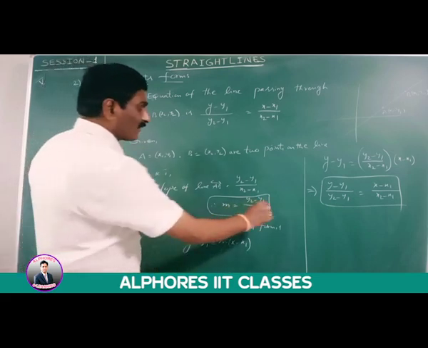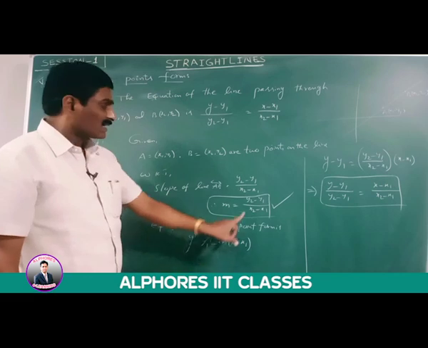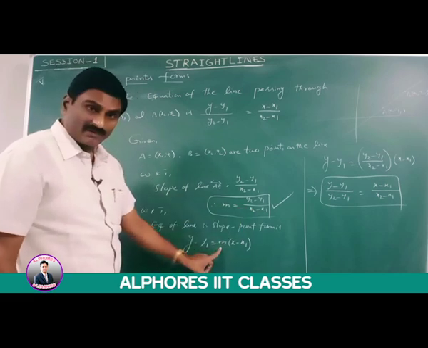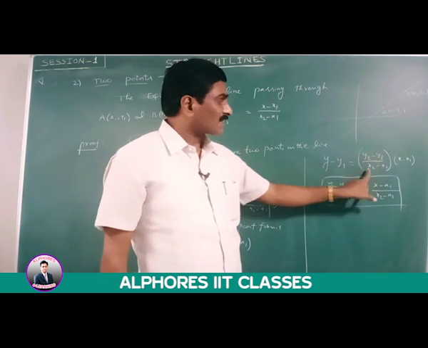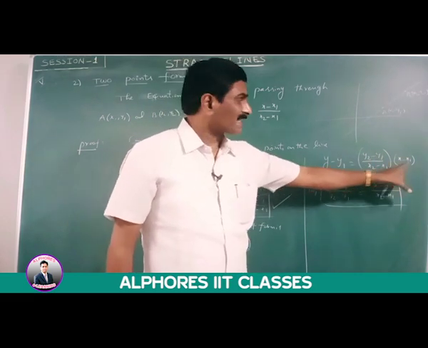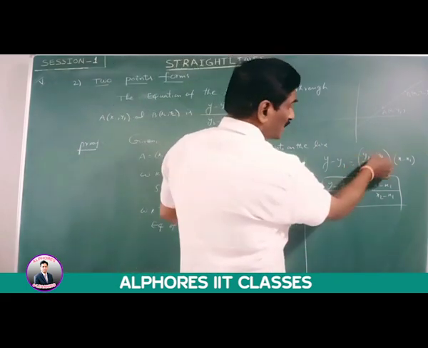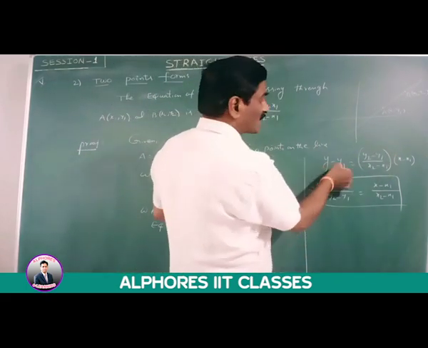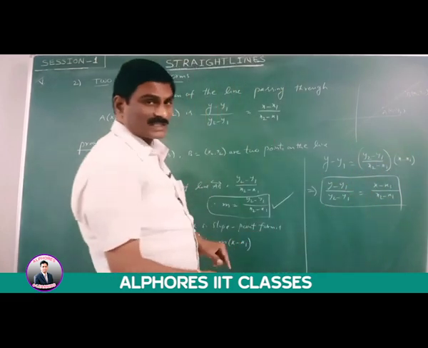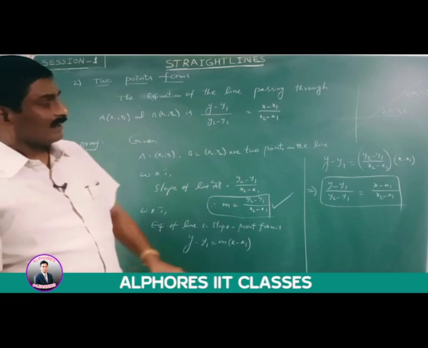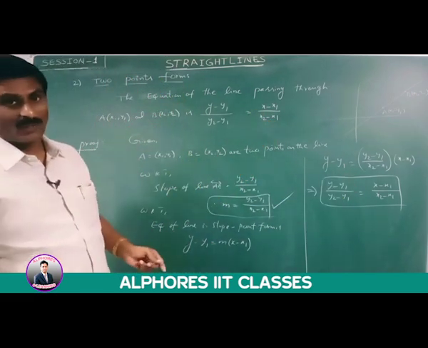Here what is the value of m? m is equal to (y2 minus y1) by (x2 minus x1). Substitute this value in this equation. That means y minus y1 is equal to (y2 minus y1) by (x2 minus x1) into x minus x1. Move this y2 minus y1 to the LHS. That means (y minus y1) by (y2 minus y1) is equal to (x minus x1) by (x2 minus x1). It is the required equation of the line when two points are given. Okay, please note this.